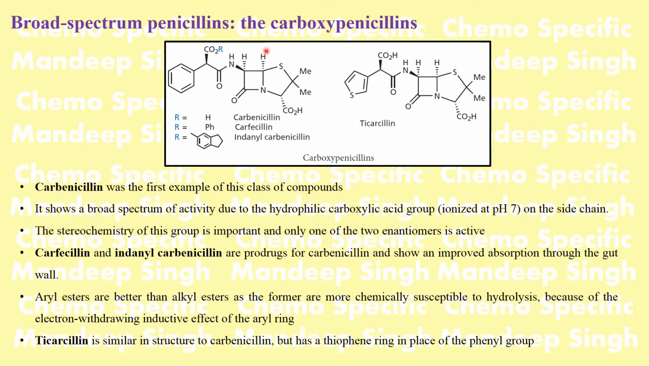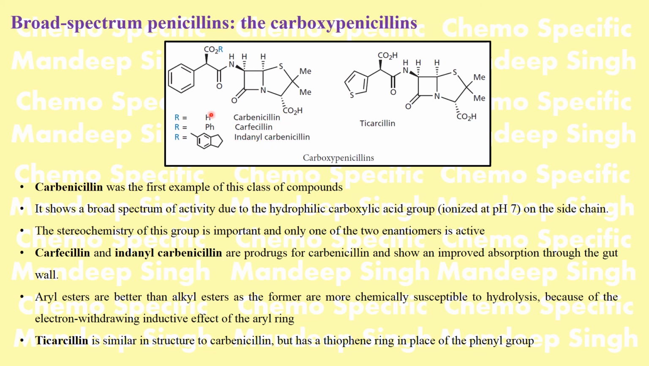So the second broad spectrum antibiotic, or the penicillin, that we are going to talk about is the carboxypenicillin. So here, instead of the amine group, what we have is a carboxylic acid, and we know carboxylic acids are also electron withdrawing in nature, as a result of which these are also acid resistant.